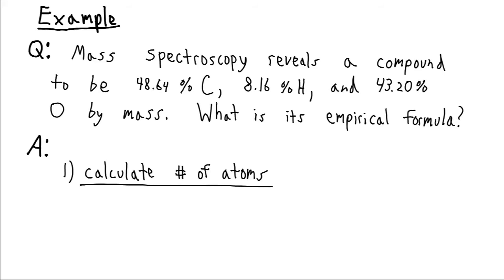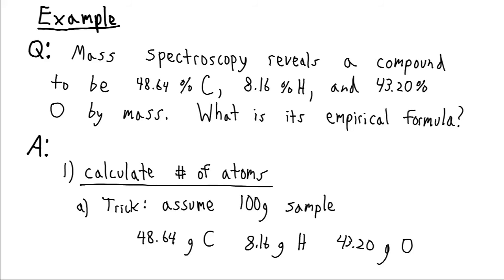But what we can do is use the law of definite proportions, or constant composition, which says that no matter what sample we have of the substance, we're always going to get the same formula for it. It's always going to be the same substance. So we can choose an arbitrary sample size. Let's say that we have 100 grams of our sample.